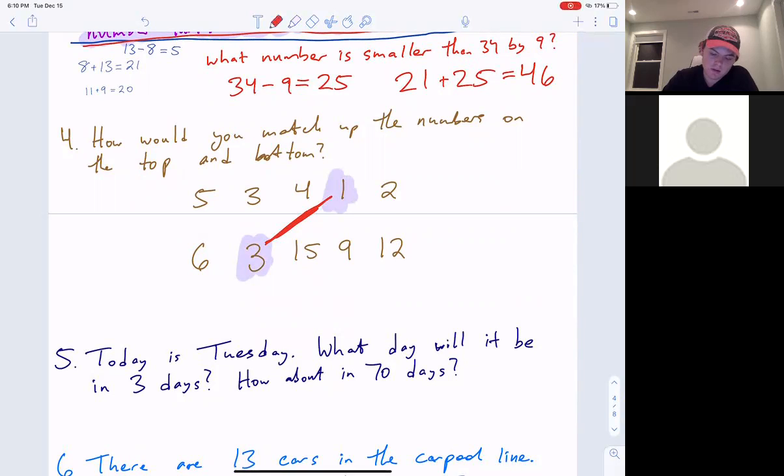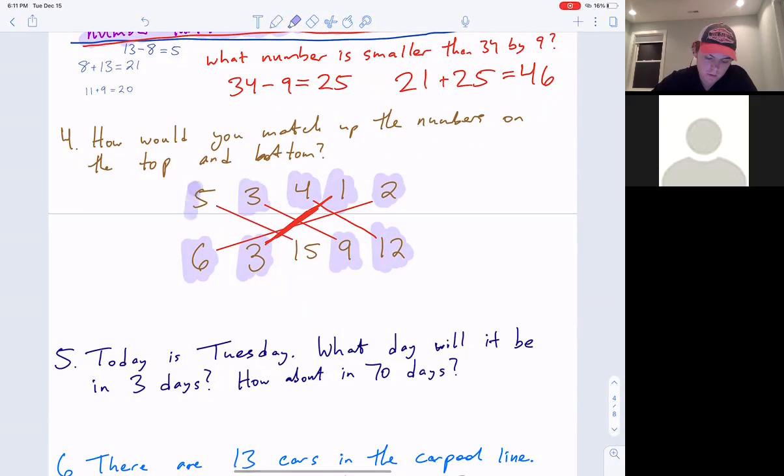Okay. Now, what's the next smallest number? Well, that would be 2 on the top and 6 on the bottom. So we'll do 2 with 6. Oh, that's gross. Okay. So let's highlight those. 2 has been matched. 6 has been matched. The next smallest numbers would be 3 on the top, 9 on the bottom. All right. 3, 9, and then 4 and 12. And 5 and 15. Great. So I matched up 1 with 3, 2 with 6, 3 with 9, 4 with 12, 5 with 15.